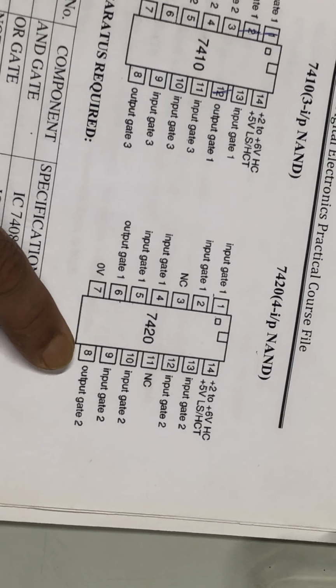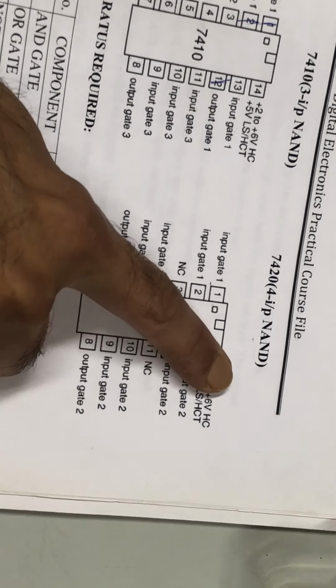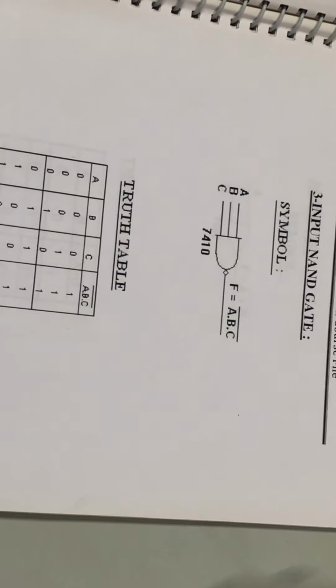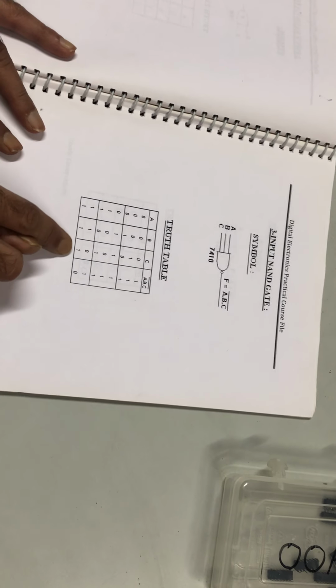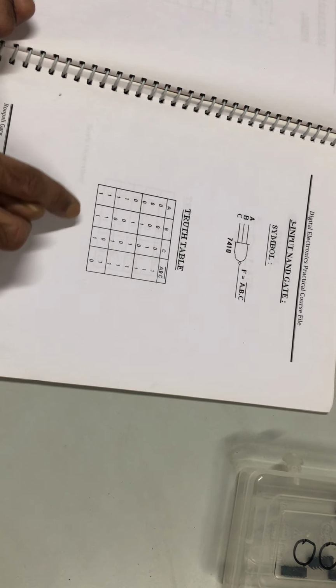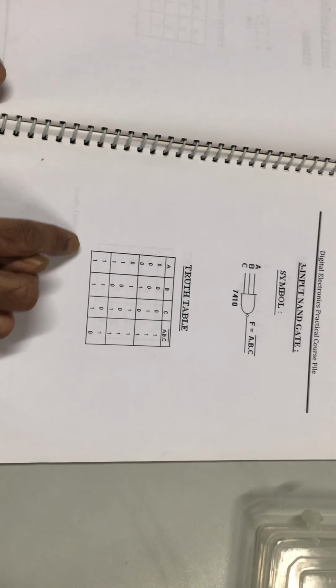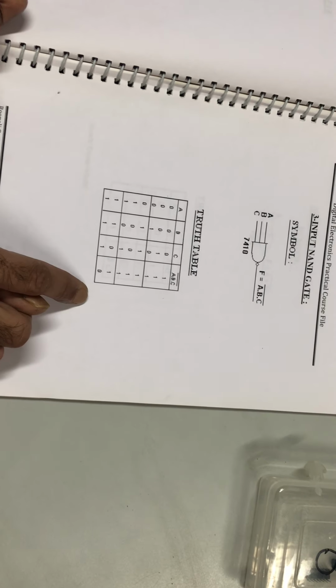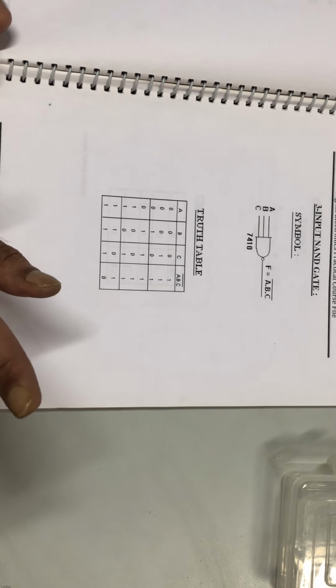Now we will look at the truth table of NAND gate. I will show you the truth table of 3 input. From that you can evaluate the 4 input also. In 3 input NAND gate 7410, the output is low when all the inputs are high. So in 4 input case also, when all the inputs will be high, 1, 1, 1, 1, output will be low. In other cases, the output will be high.